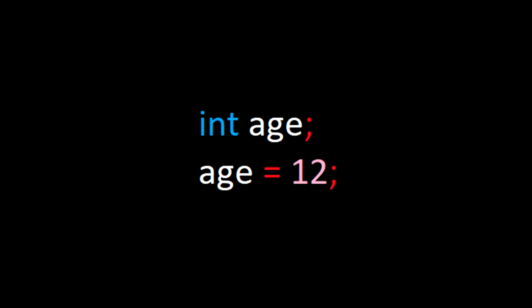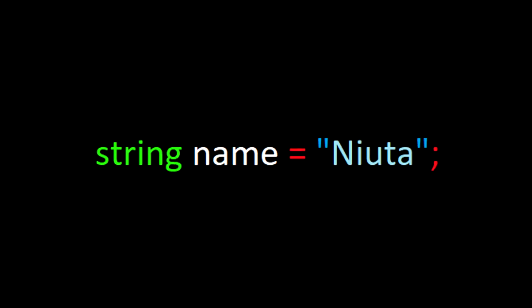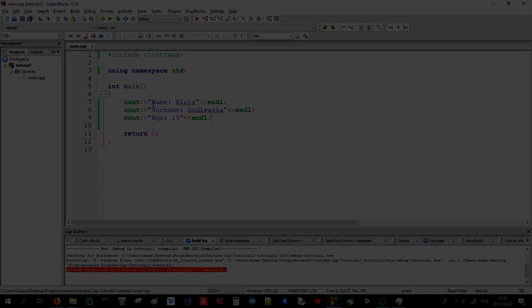It would be cool if we could save our name and surname as well. We won't use the int type of data this time, as it only stores integer numbers. We will use a variable type called string. Remember that text that we want to store must be inside quotation marks. It will look this way. Okay, let's write it in code blocks.